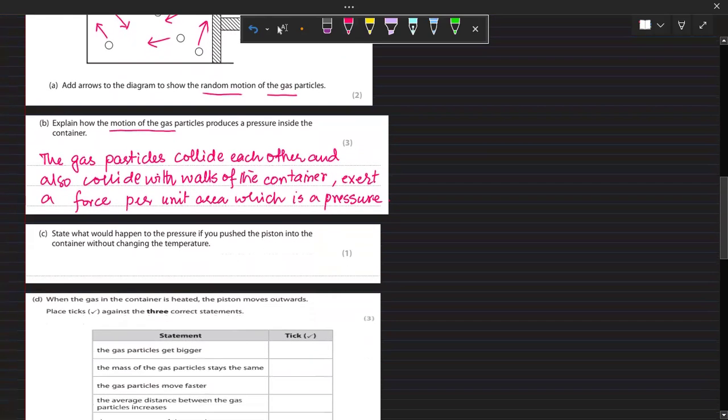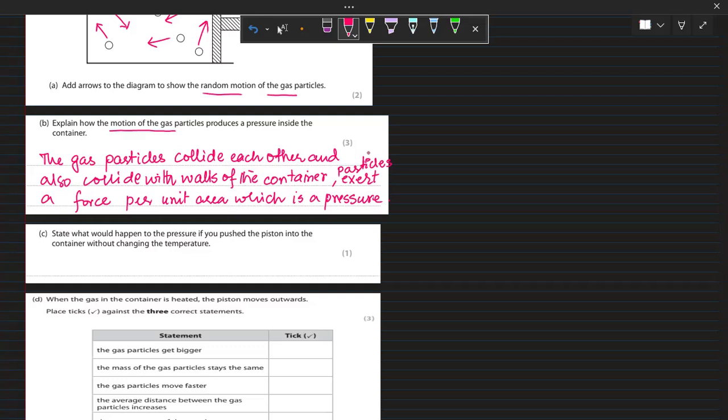So you must be talking about the collision of particles with the walls of the container, and you must be talking about the force exerted by the particles. Be very specific in your answer. In writing the answer, particles exert a force per unit area.